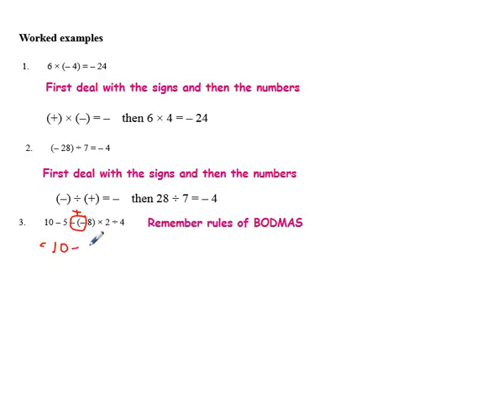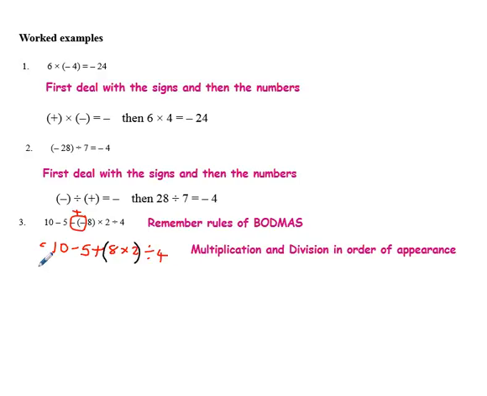10 minus 5 plus 8 multiplied by 2 divided by 4. I continue using BODMAS, so I've got to do multiplication and division in order of appearance. So here I have multiplication. What is being multiplied together? Well, 8 multiplied by 2, and then I'm going to divide by 4.